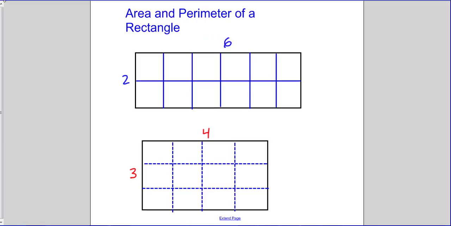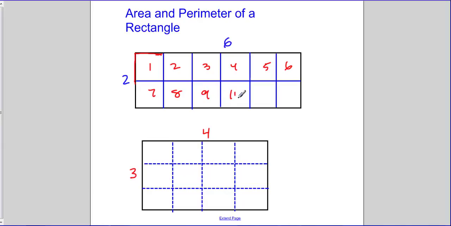So the area and perimeter of a rectangle: if I have 2 unit lengths this way and 6 unit lengths this way, and again it's a standard unit length that we're going to use, that's up to the size of the squares you want to use. So in this particular figure there are 6 squares this way, and 2 squares this way. So you can see there's a total of 12 squares.